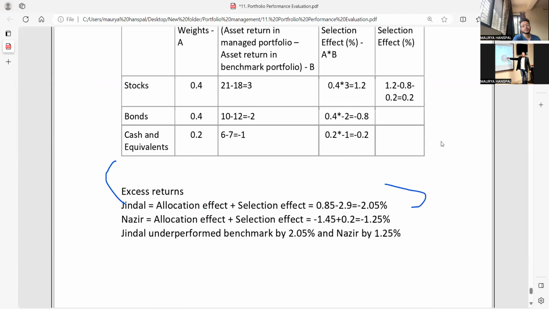And same for Nazir. So one thing we need to understand is that whenever we are doing this asset allocation, the formula for the asset allocation is nothing but you have the weight of the benchmark, right? Minus the weight of the portfolio.